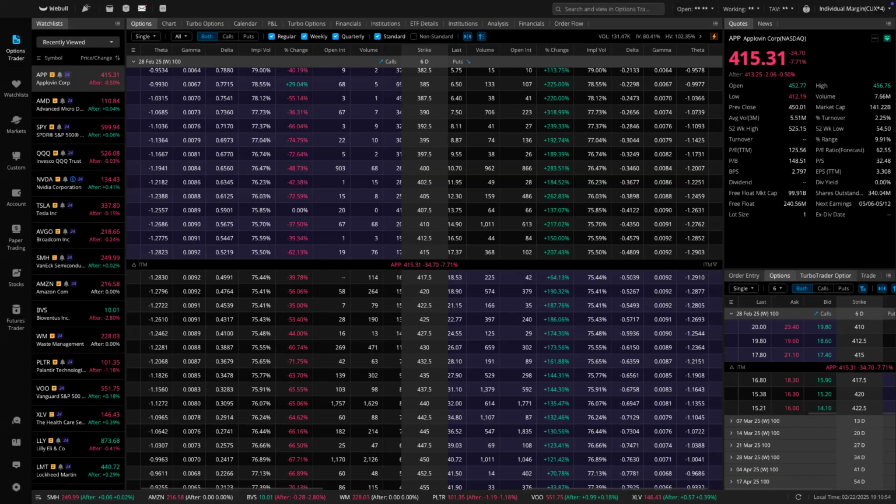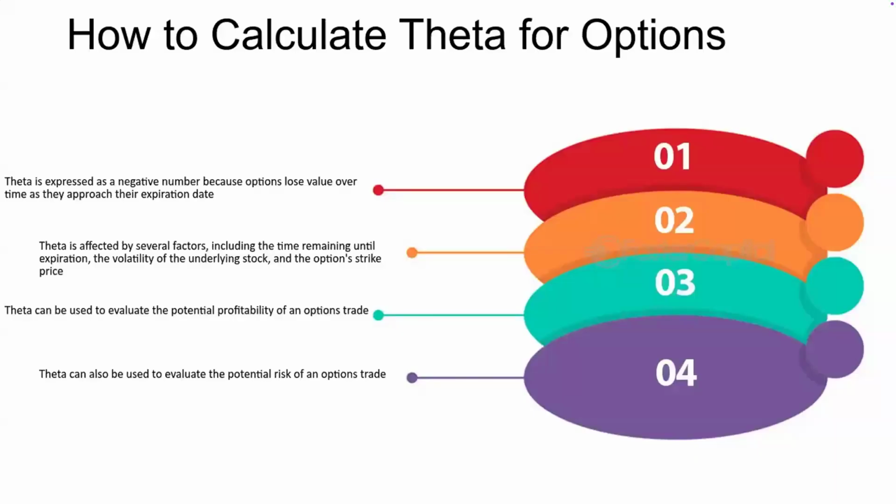Let's go back here again. After this, we're going to stop here. Theta is expressed as a negative number because options lose value over time as they approach their expiration date. Theta is affected by several factors, including the time remaining until the expiration date, the volatility of the underlying stock, and the option strike price. The farther your strike price is, the more your theta is going to be.